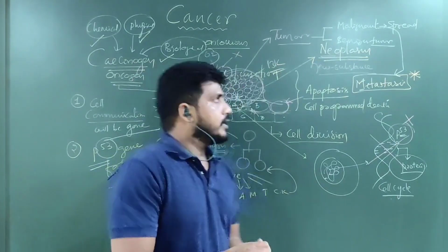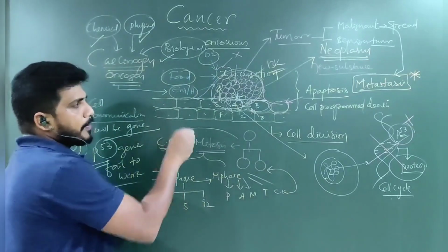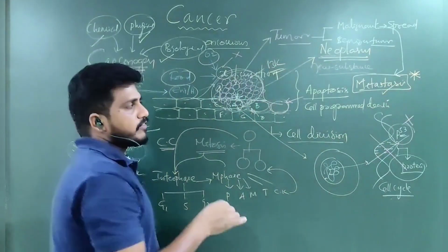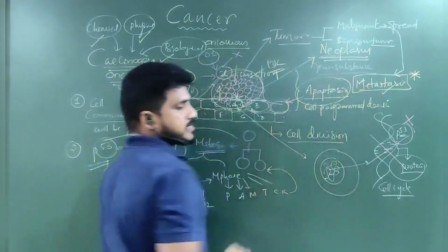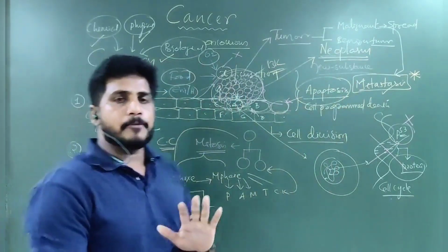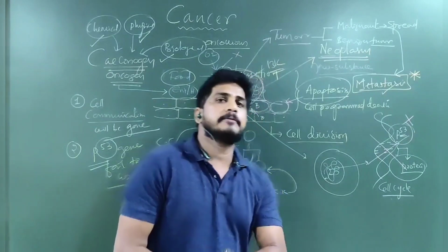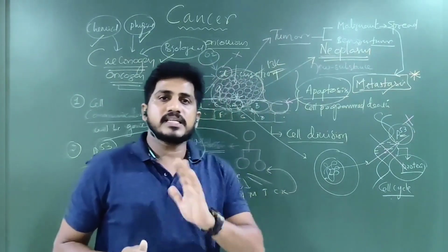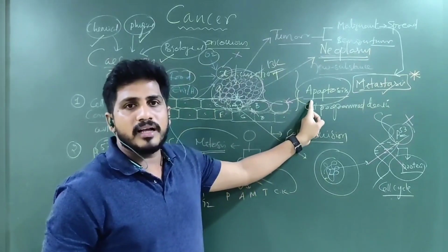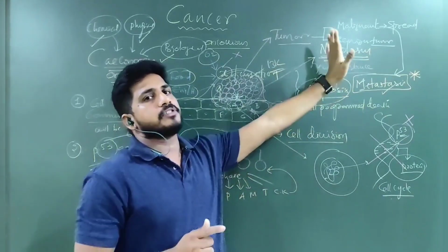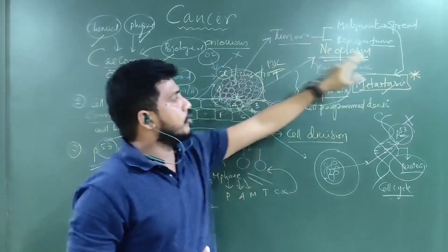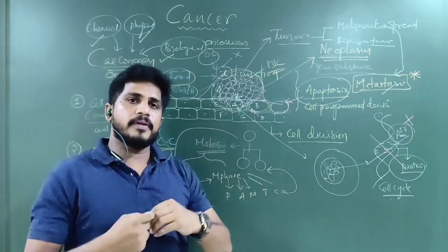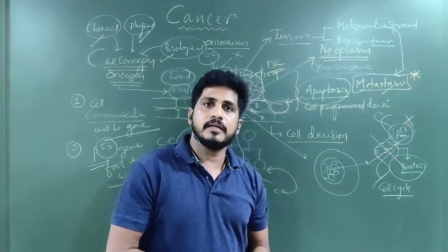This is simply cancer. So, what is the property of cancer? Metastasis. Then what is not the property of cancer? Apoptosis. Apoptosis is the property of a normal cell. Cancer cells do not have death, so cancer cells cannot undergo apoptosis. Cancer cells undergo metastasis and spread from one place to another place.